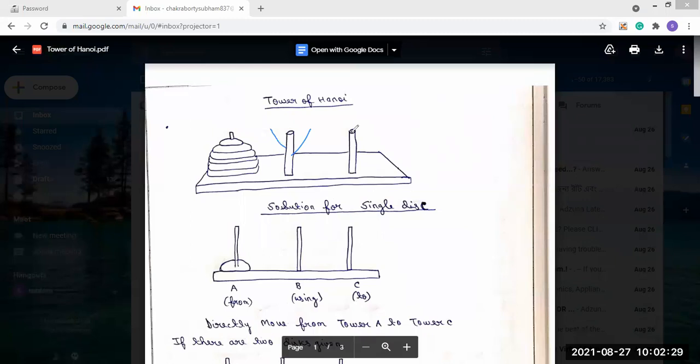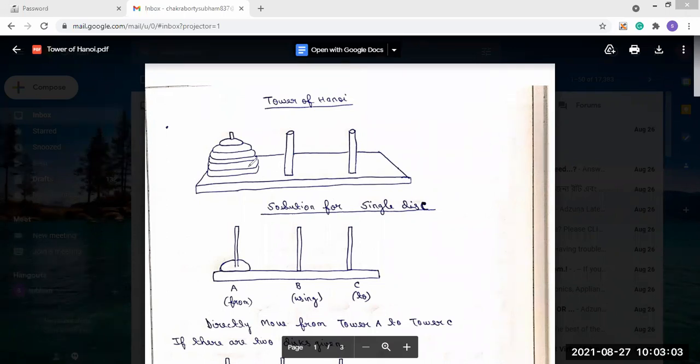We have to move the disk from tower A to tower C in such a way that a larger disk is never placed over a smaller disk. So that's why we will move the disks one by one. So this is the problem. Whenever the number of disks increases, that time we will use this auxiliary tower.